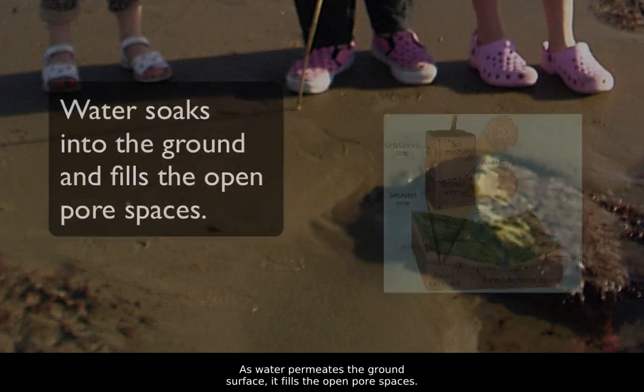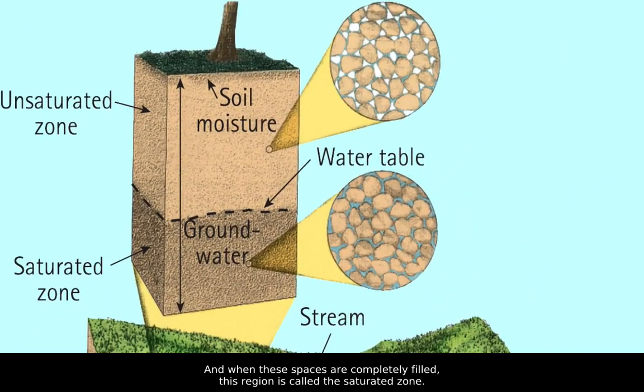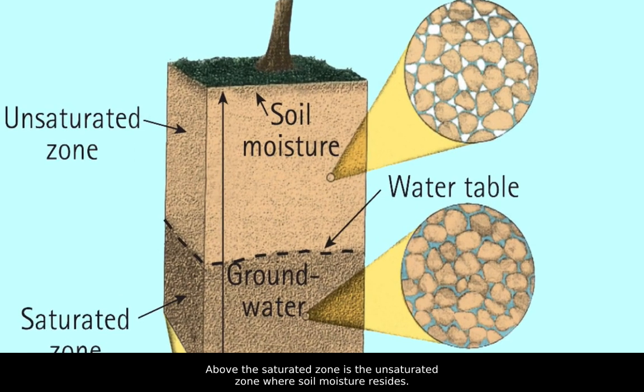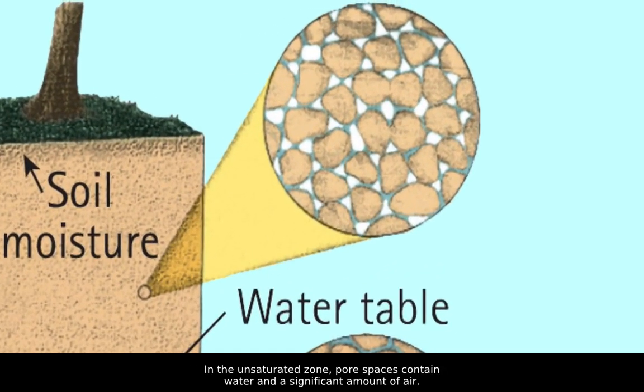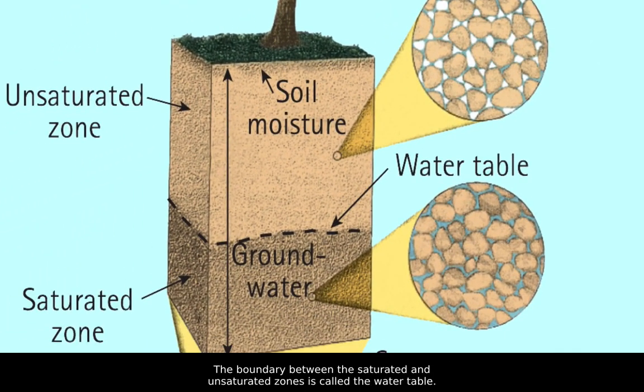As water permeates the ground surface, it fills the open pore spaces. And when these spaces are completely filled, this region is called the saturated zone. The water in this zone is called groundwater. Above the saturated zone is the unsaturated zone, where soil moisture resides. In the unsaturated zone, pore spaces contain water and a significant amount of air. The boundary between the saturated and unsaturated zones is called the water table.